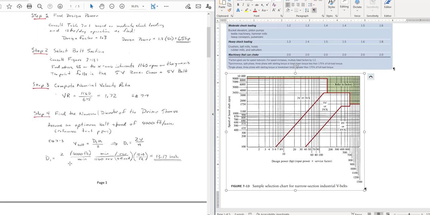So if I do all the unit conversions here, we have 4,000 feet per minute. That's our target velocity for our belt. We multiply it by this, and divide it by the speed, which is 1,160 revolutions per minute. And then we need to convert our units here. We know there's 2 pi radians in a revolution, and 12 inches per foot. So that gives us our starting diameter of 13.17 inches.